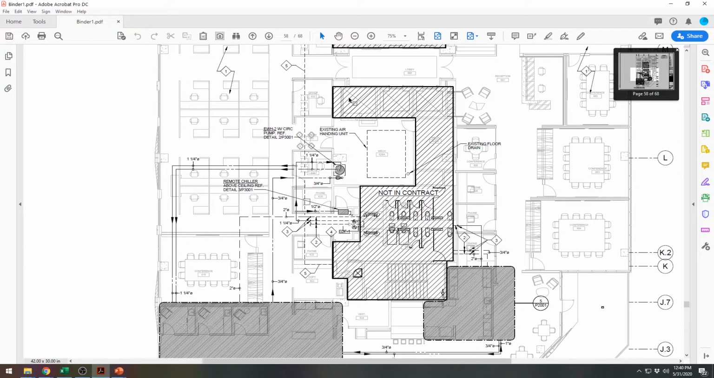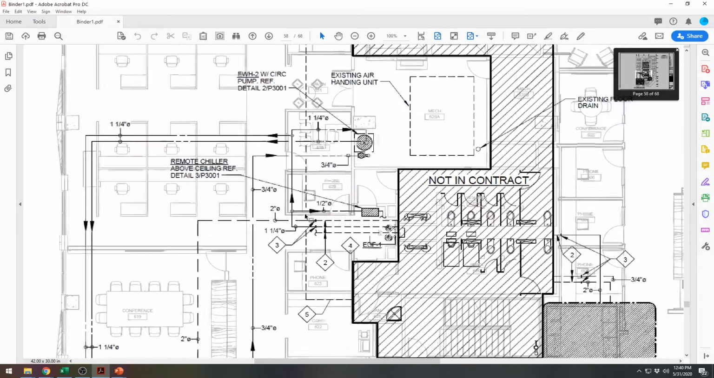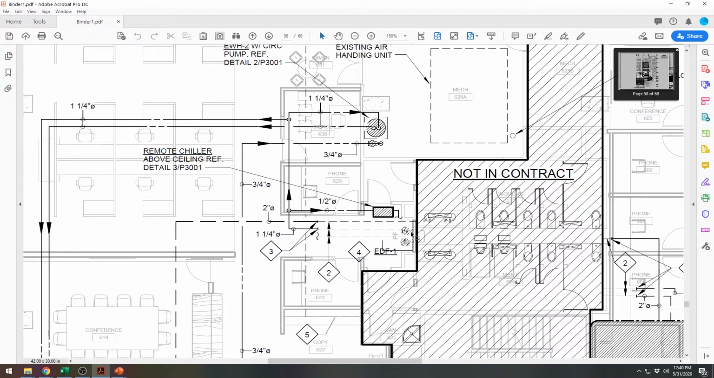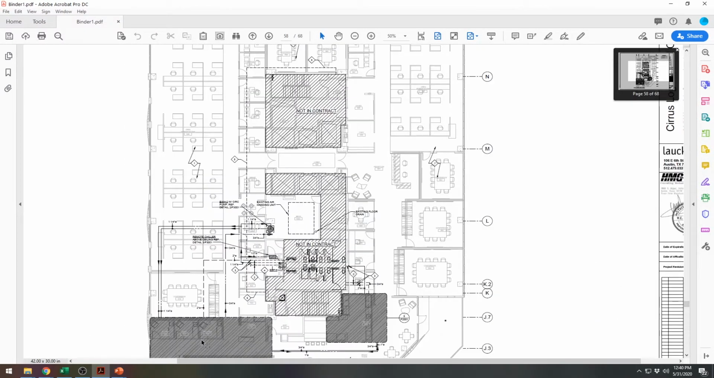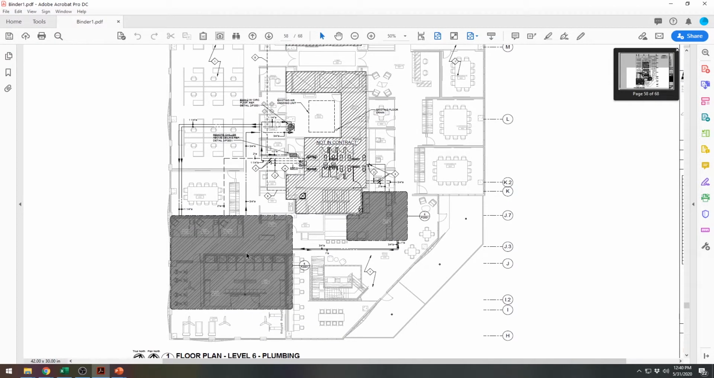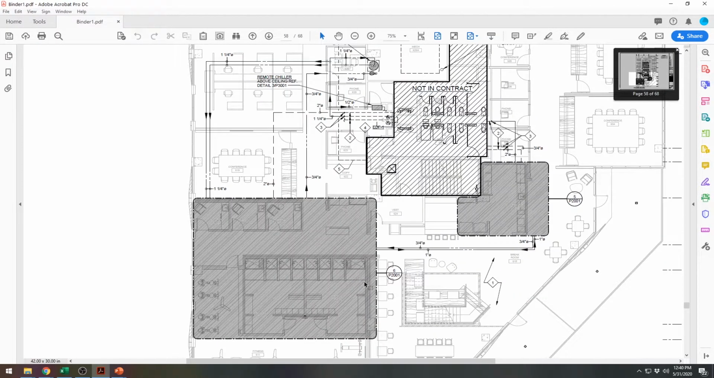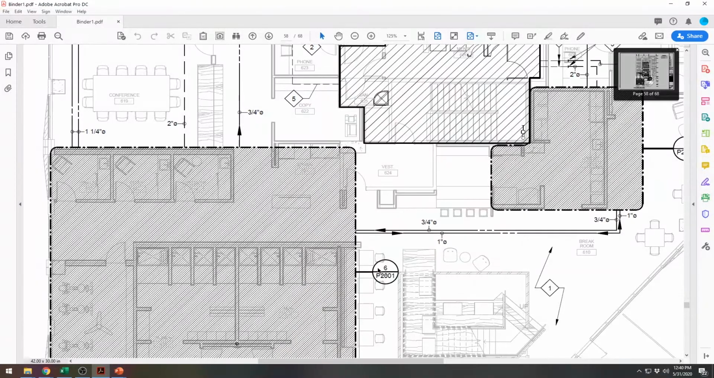You have your plumbing here. So the not in contract, that basically means that this stuff was done under the shell building, and that we're not touching this. So this is what we're adding to the existing. A couple of water fountains, some drains. You have this hatched in area here. That basically just means that this refers to a detail. So we'll go to detail 6 on P2001. It'll be this area.